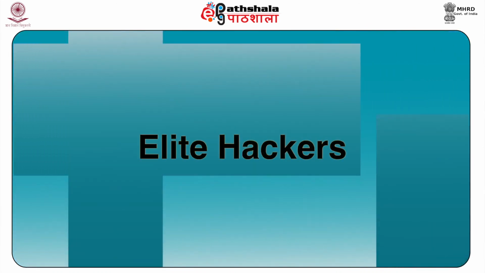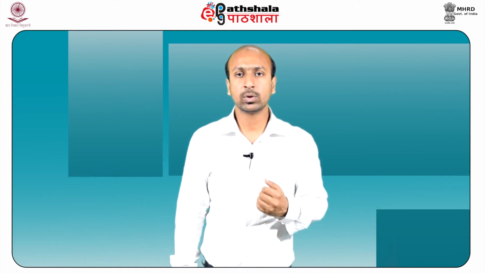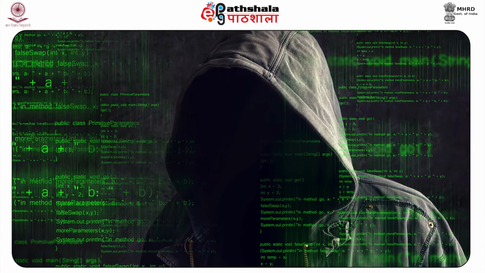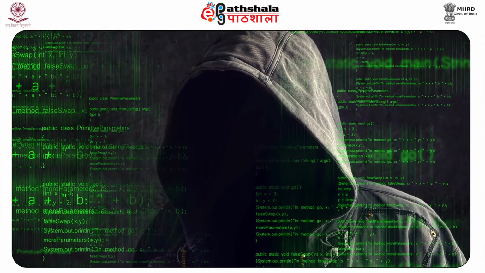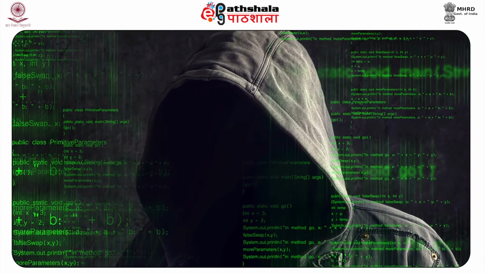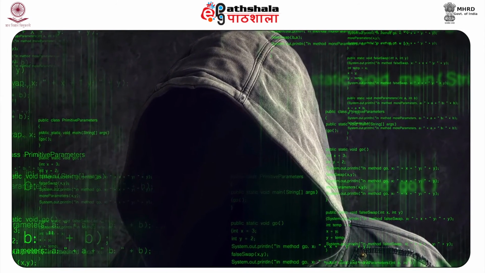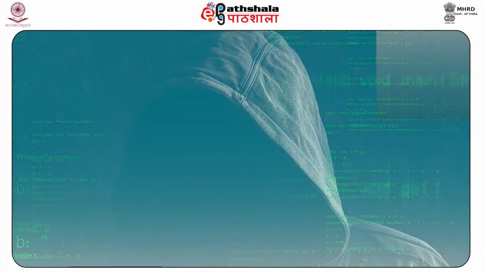Now, elite hackers. They are the best category of the hacking community. This is a marker of social status used to denote the most proficient hackers. They are the first ones to break into seemingly impenetrable systems and write programs to do so. The elite status is generally conferred on them by the hacking community to which they belong.